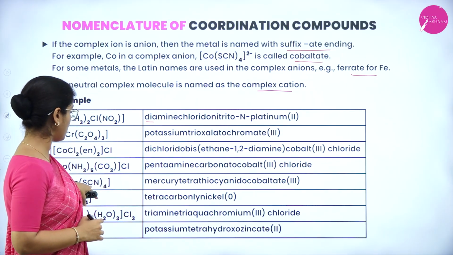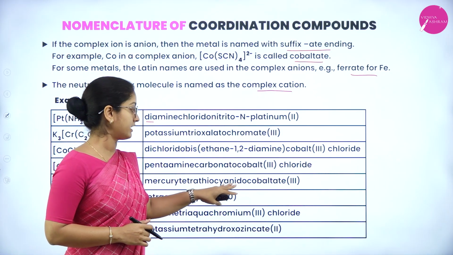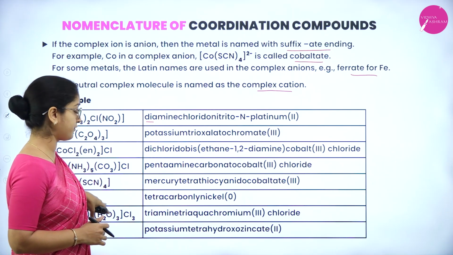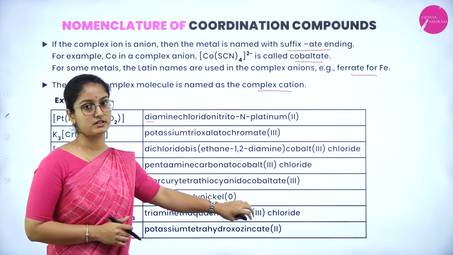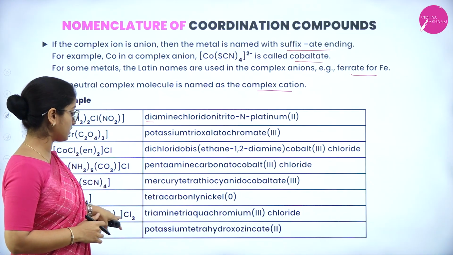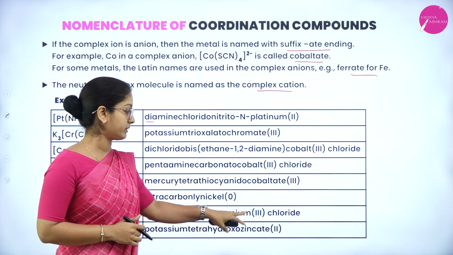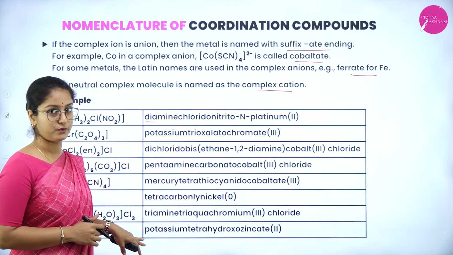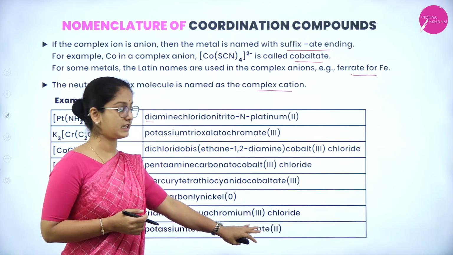Next, Hg[Co(SCN)4]: mercury tetrathiocyanato cobaltate(III). [Ni(CO)4] is given as tetracarbonylnickel(0). Here the oxidation number of nickel is 0. [Co(NH3)4(H2O)3]Cl3, so tetraamminetriaquachromium(III) chloride. Next K2[Zn(OH)4], so the name is given as potassium tetrahydroxozincate(II).